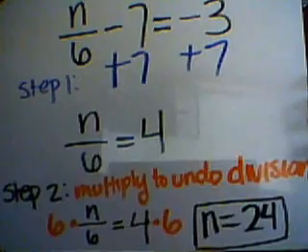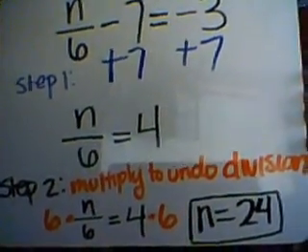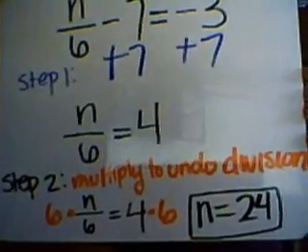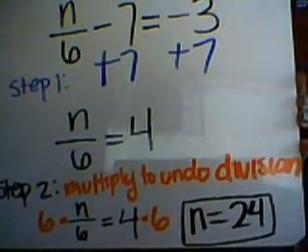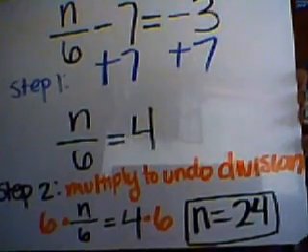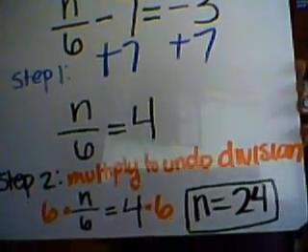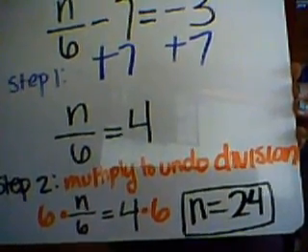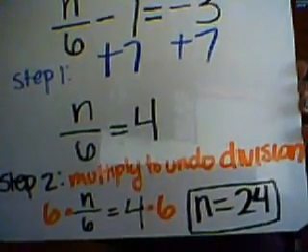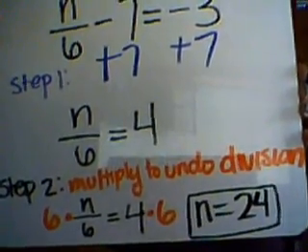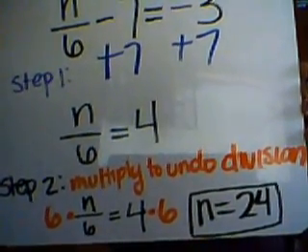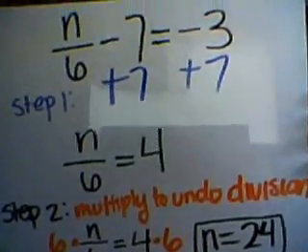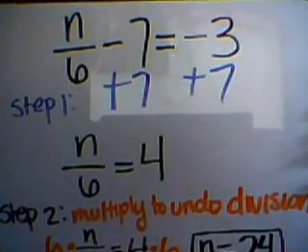In our step 2, we're going to multiply to undo division. In the first problem, we divided to undo a multiplication. But now we're going to multiply to undo a division. 6 times n over 6 just gives us n, because the 6 in the numerator and the 6 in the denominator cancel. And then on the right side, we have 4 times 6. So n is left alone on one side, and on the other side, we get equals 4 times 6, which is 24. Okay?